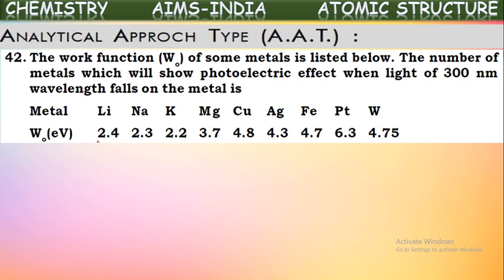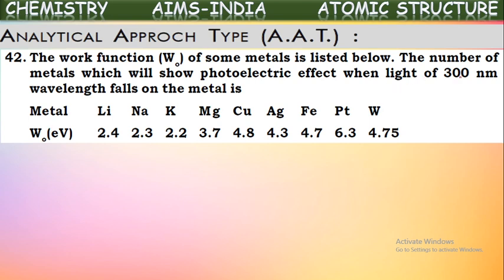What is meant by work function here, which is also called threshold energy? It is the minimum amount of energy required by that metal to eject electrons from its surface. That is given for different metals shown here. Now light of 300 nanometers wavelength is made to fall on all these metals. Which of these metals can show the photoelectric effect, they're asking.